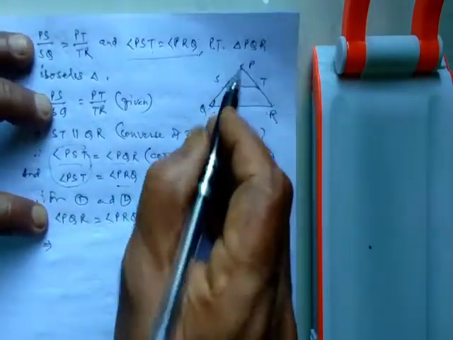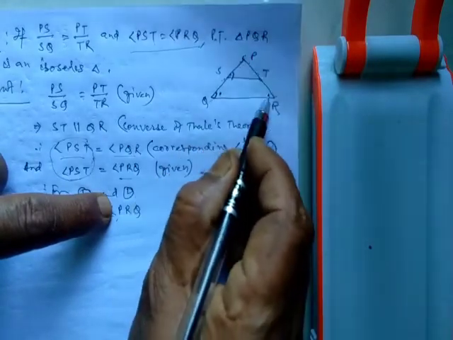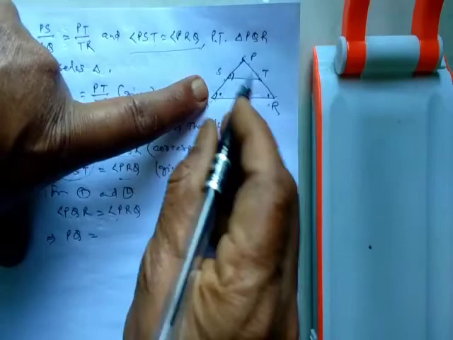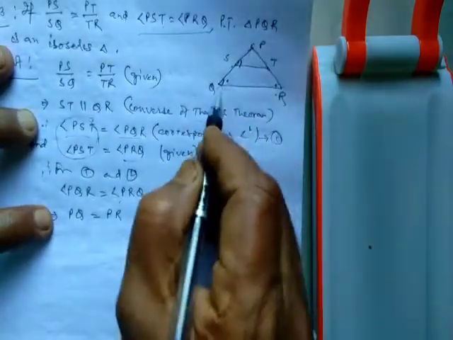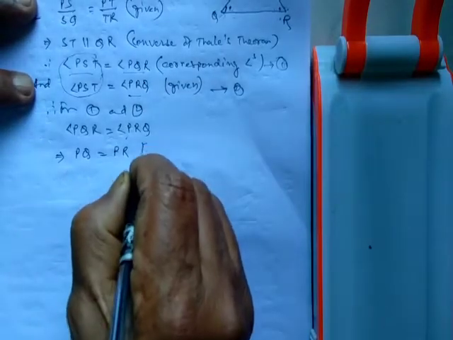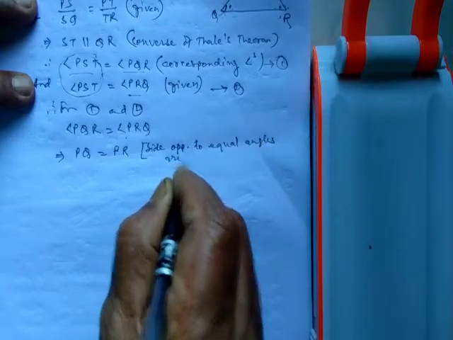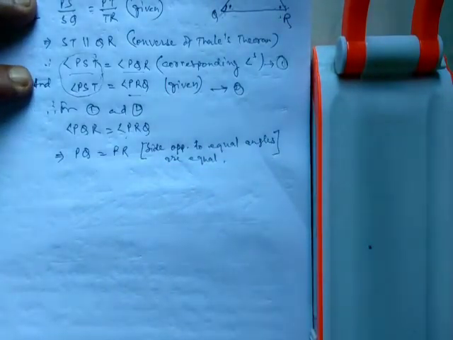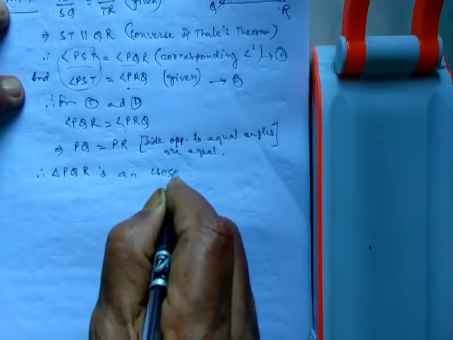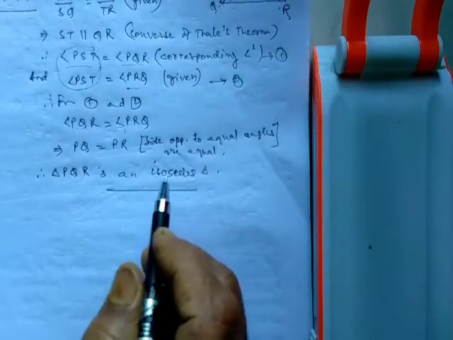This implies PQR, this angle, is equal to PRQ, this angle. These two angles are equal. If these two angles are equal, then the sides opposite to equal angles are equal. So this opposite side PQ is equal to opposite PR. See, PQ is equal to PR. The two sides of a triangle are equal. Therefore, triangle PQR is an isosceles triangle, because we know that the triangle whose two sides are equal is an isosceles triangle. This is proved.